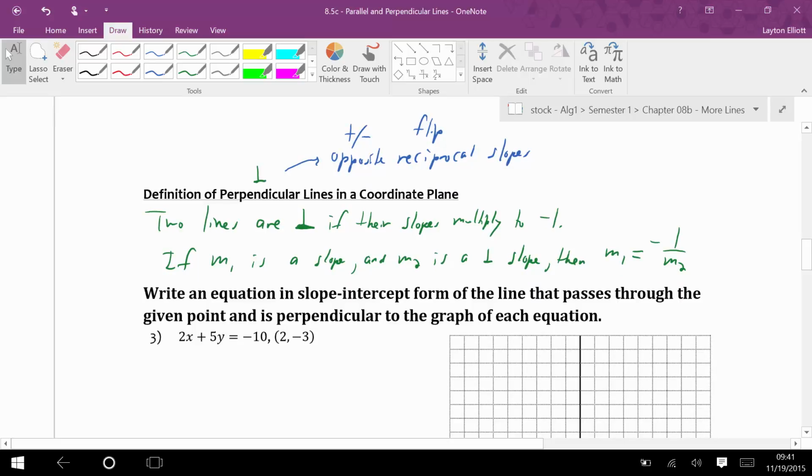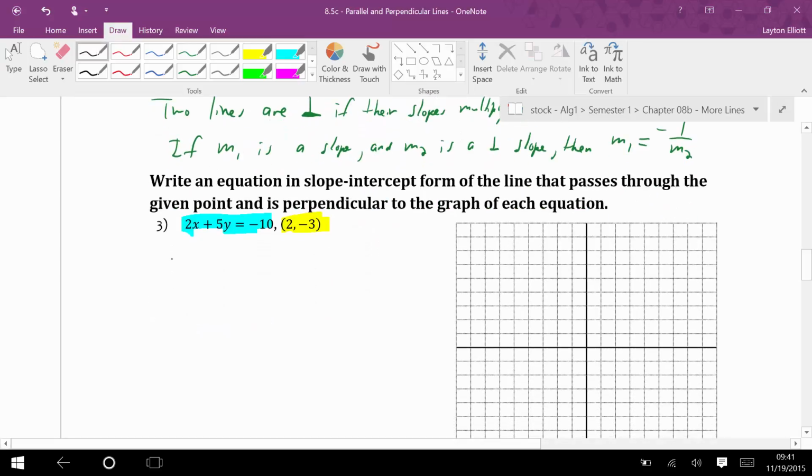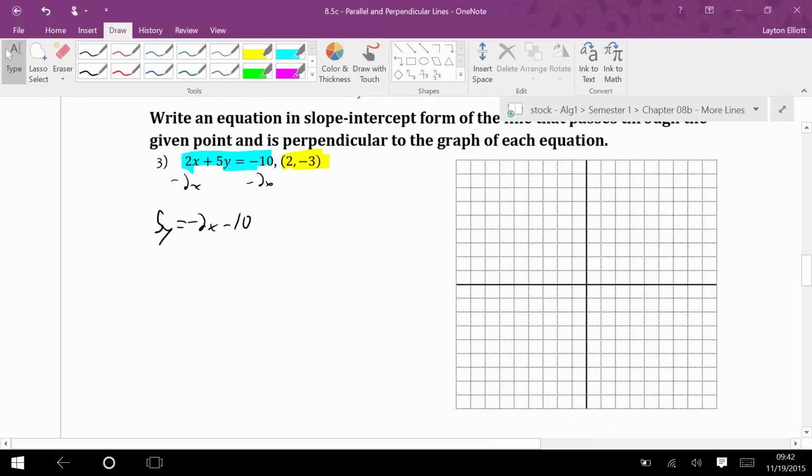So, the next equations or steps say write an equation in slope-intercept form of the line that passes through this point, 2, negative 3, and is perpendicular to this graph. So like before, we're going to take this and we're going to solve it to slope-intercept form. I'm going to subtract 2x from both sides. 5y is equal to negative 2x minus 10. Divide by 5. And I get y is equal to negative 2/5 x minus 2.